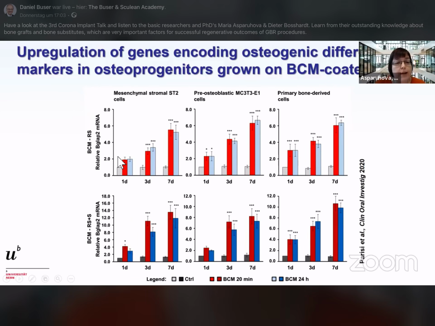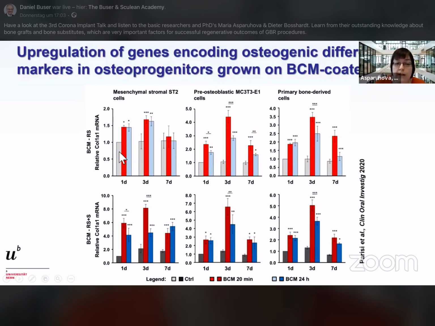There were two clear trends. One of the trends is that the 20 minutes BCM preparation is often more potent than the 24 hours BCM preparation if you compare the red with the blue bars. And also the BCM preparations made in the mixture of Ringer solution and serum were often more potent if you compare the scale bars of these two panels of the graph.